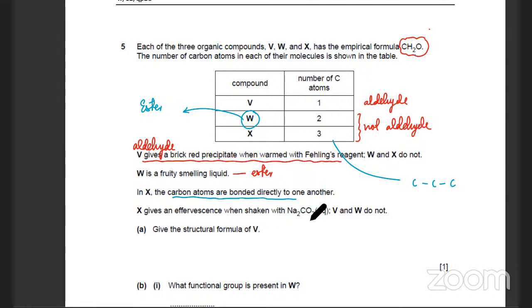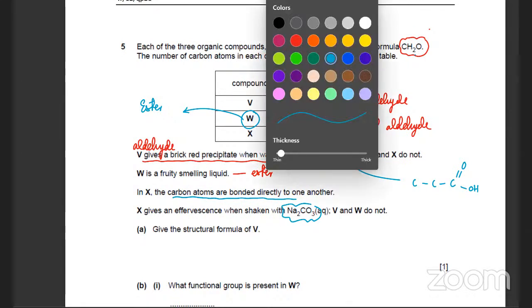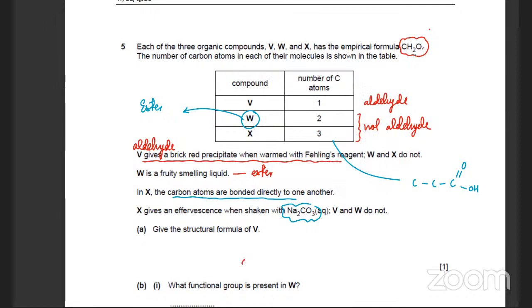And X gives an effervescence when shaken with sodium carbonate. V and W do not. So X is clearly a carboxylic acid, because only carboxylic acids react with carbonates. So that is the information that you're going to get from this. So give the structural formula of V. So a 1 carbon atom aldehyde, that's what V is. Just a 1 carbon atom aldehyde.